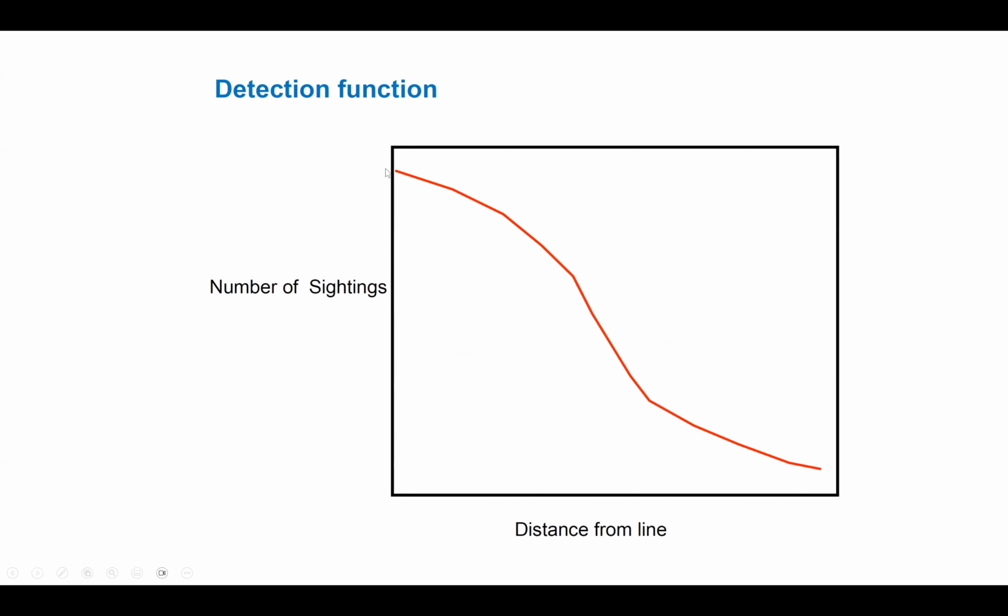Number of sightings is much higher when they're farther away from the line generally. The number of sightings tends to go down when you get closer and closer to the line, because that's where the person is, and usually critters don't want to be near you.